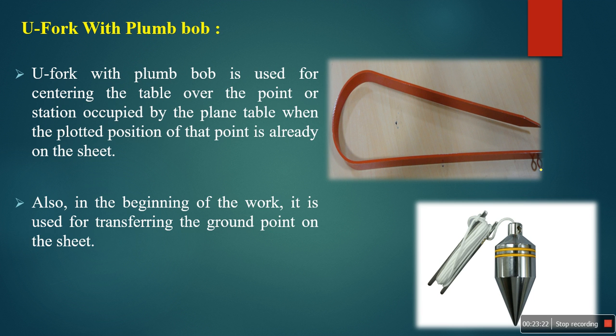Here on that ring, we have to attach this plumb bob instrument. You can keep this thread on this ring, so our plumb bob will be freely suspended. So the U fork with a plumb bob is for the centering of the plane table over the point or the stations on the ground.